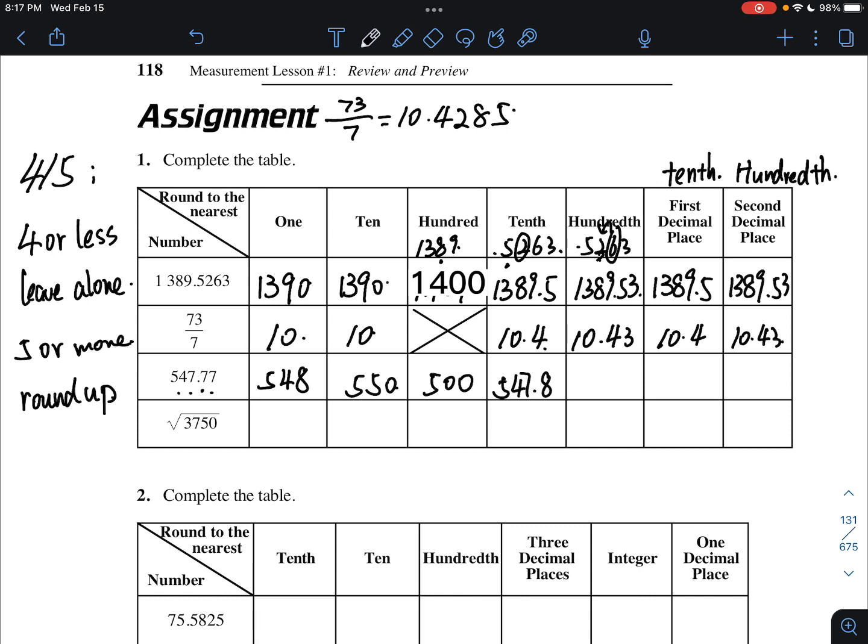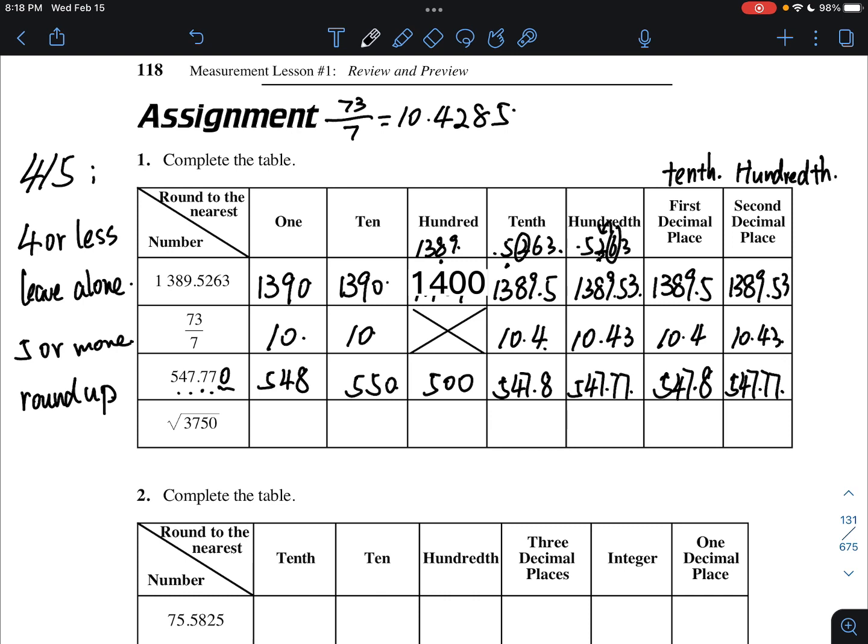And for the tenths, we need to look at the hundredths, which is 7, so round up, so it's 547.8. And for hundredths, we don't have anything here, so we think of it as 0. 0 is 4 or less, so we just leave it alone, so it's 547.77. Then the first decimal place is the same as tenths, so it's 547.8. And the last one is the same as hundredths, so it's 547.77.